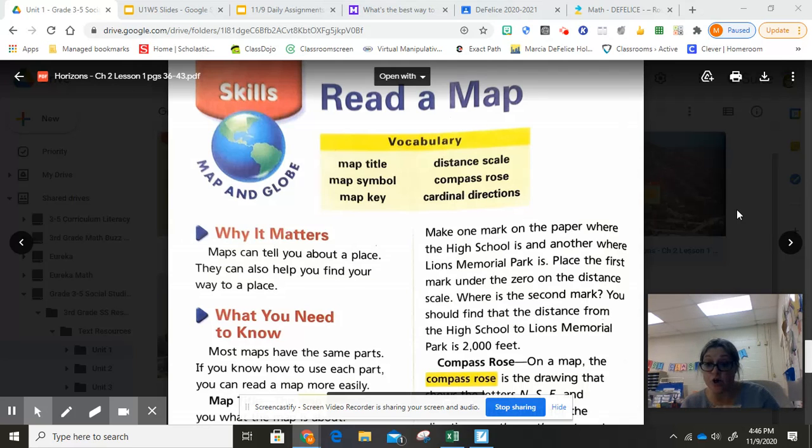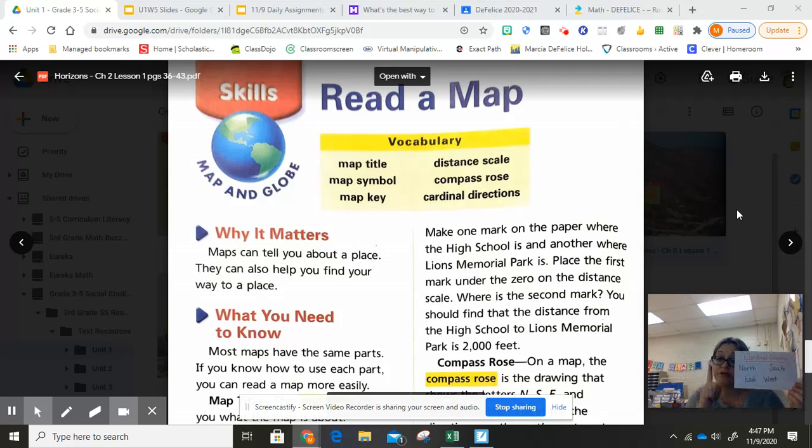The next thing you're always going to notice on a map is a compass rose. And the compass rose will let you know on the map which way is north, south, east, and west. And you always want to make sure that if you're trying to figure out where something is located compared to something else, you're using your compass rose. And the last thing are your cardinal directions. Our cardinal directions, again, are north, south, east, and west. They'll be there on your compass rose.